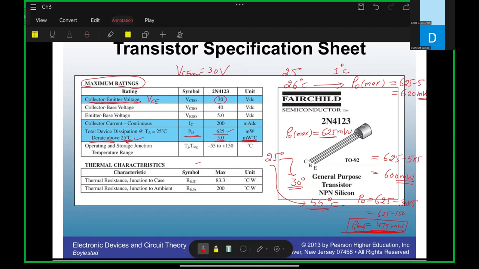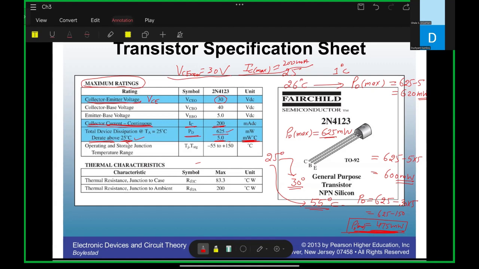Yes. And now IC max, the maximum collector current, is how much? Can you read it? The collector current maximum. Can you see here? Collector current IC, that will be 200 milliampere. Did you understand how I got these values or not? Yes.